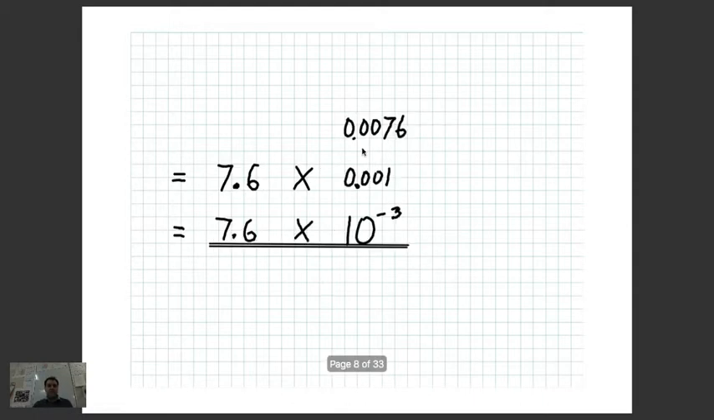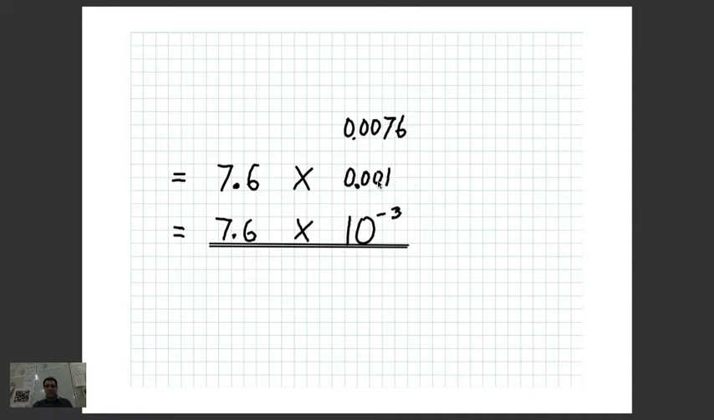Next one. 0.0076. My number between 1 and 10 from those digits is 7.6. And then underneath it, I'm writing a number that's lots of zeros followed by a 1. So 0.001, and then you can see that the 1 that I've written is underneath the 7, that's the first significant digit in the number.